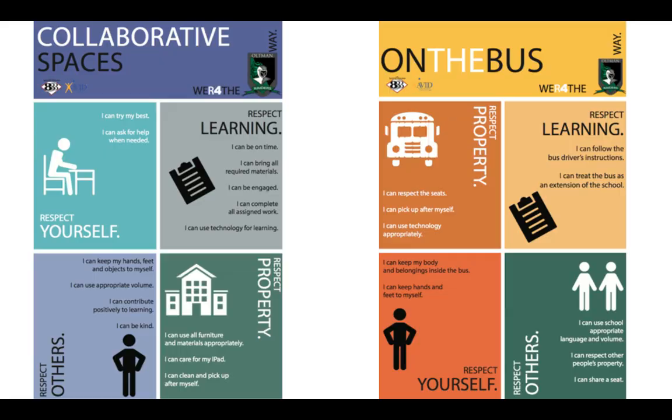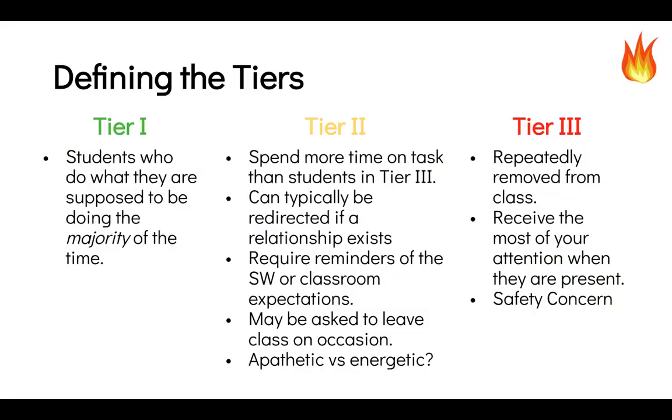So there's more examples. So the tiers, you might hear me saying this, and for new staff, this is new to you, but we define behaviors in tiers, and we also define interventions in terms of tiers. Tier 1, Tier 2, and Tier 3. So students who are doing what they're supposed to be doing majority of the time is Tier 1. That normally, it doesn't always fit this way, is about 80% of our student population.